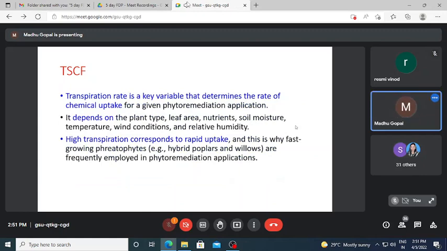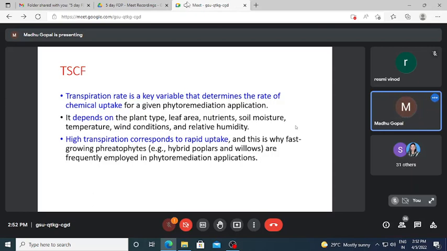So it is again more about this TSCF. It has a relationship with transpiration rate. Transpiration rate is a key variable that determines the rate of chemical uptake for a given phytoremediation application, and it depends on various factors: plant type, leaf area, nutrients, soil moisture, temperature, wind condition, and also the relative humidity. These factors influence the transpiration rate, and high transpiration corresponds to rapid uptake.